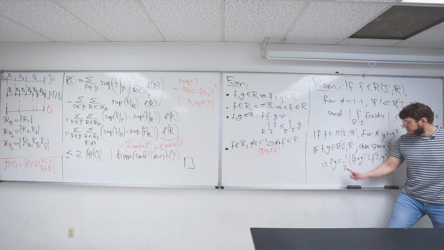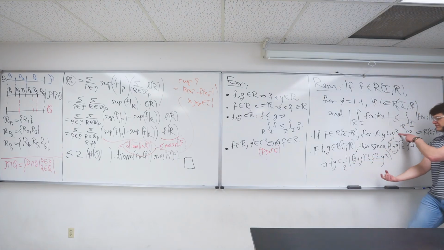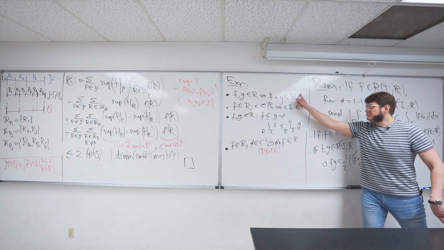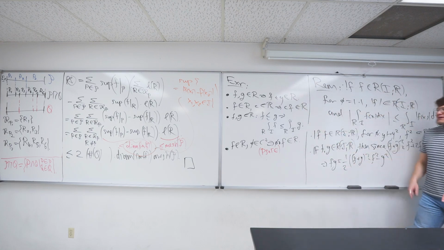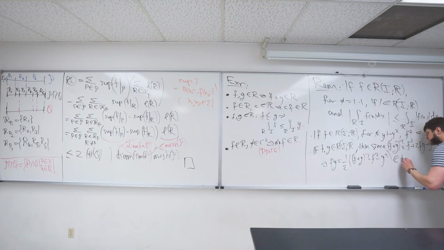By the first item, since I'm assuming that f and g are Riemann integrable, so is their sum, and by this property, so is their square, and likewise this is Riemann integrable, and this is Riemann integrable. If I add and subtract a bunch of Riemann integrable functions, it's still Riemann integrable, and if I scale and multiply, that's still Riemann integrable, which means that the product of two Riemann integrable functions is also Riemann integrable.